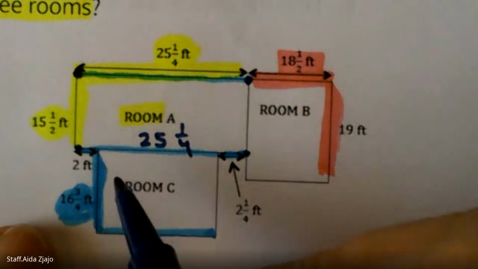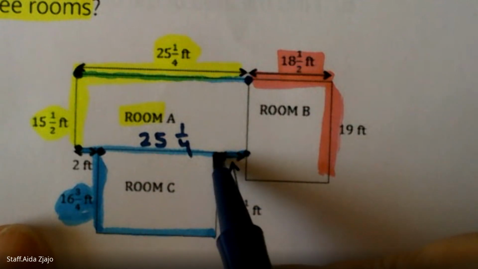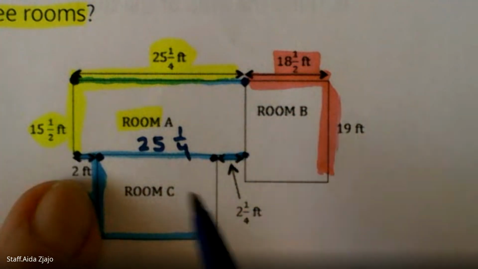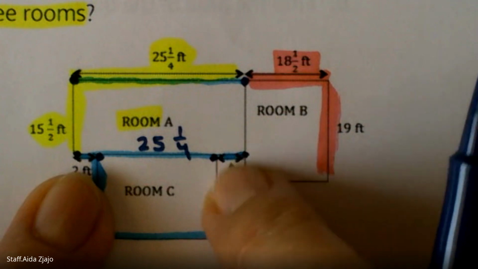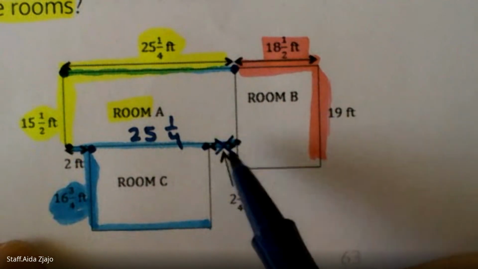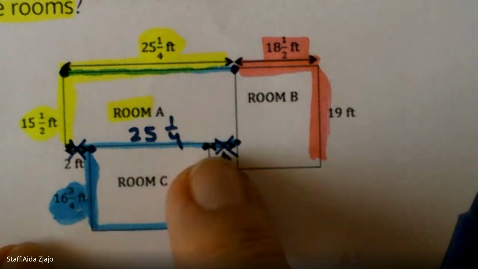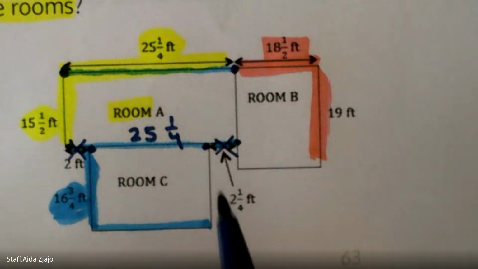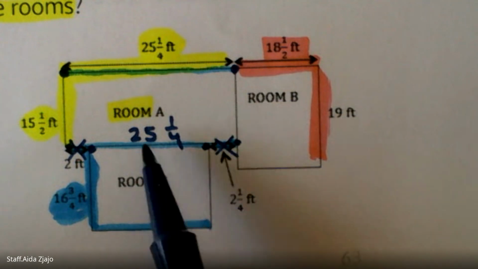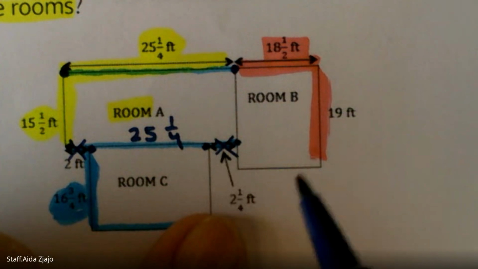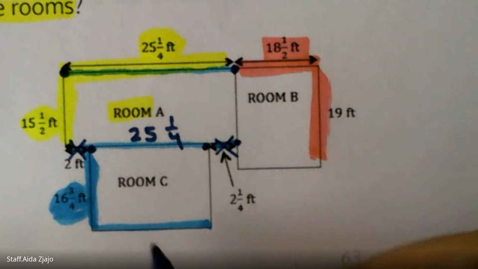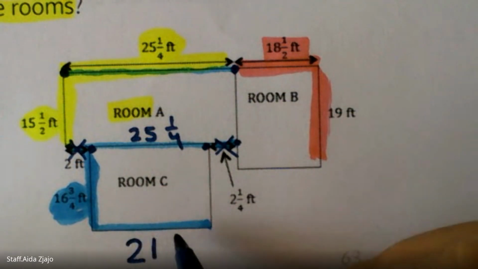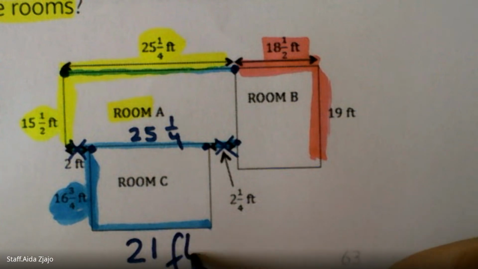But then I only need this part from here to here. So I need to take off this 2 feet and also 2 1/4. So I need to cut this and this in order to find what this length is. So 25 minus 2 is 23, and minus 2 is 21, and 1/4 minus 1/4 is 0. So this is 21 feet.